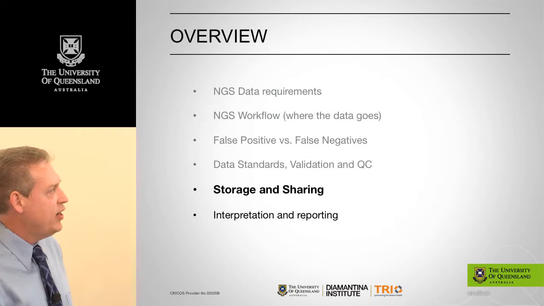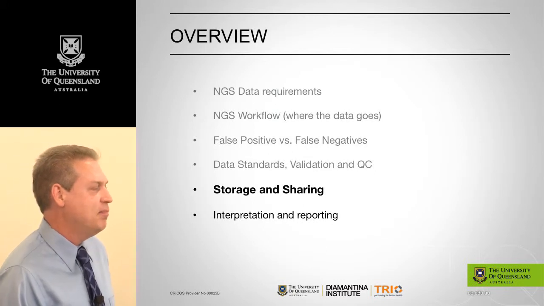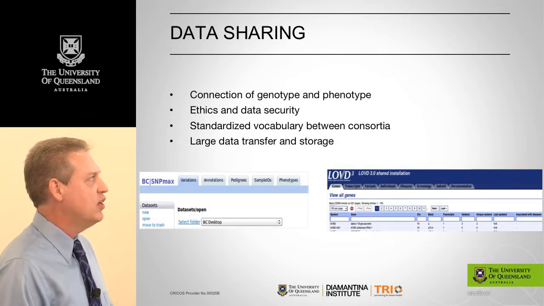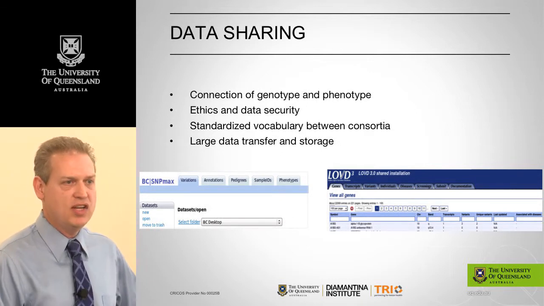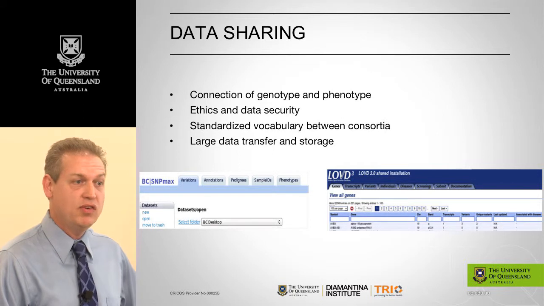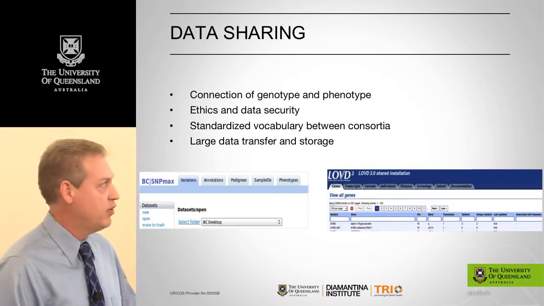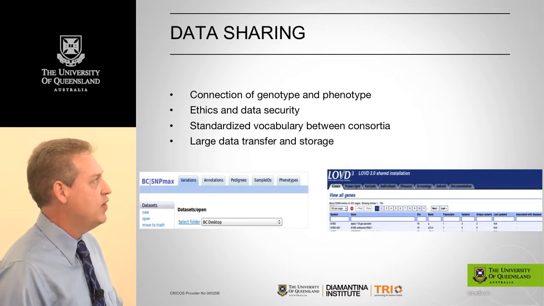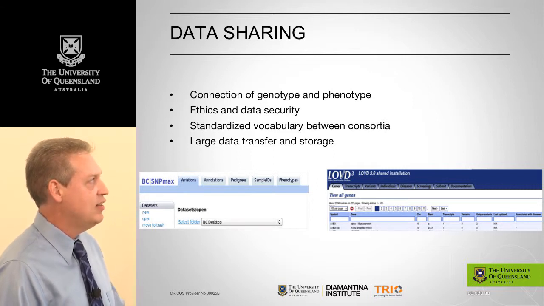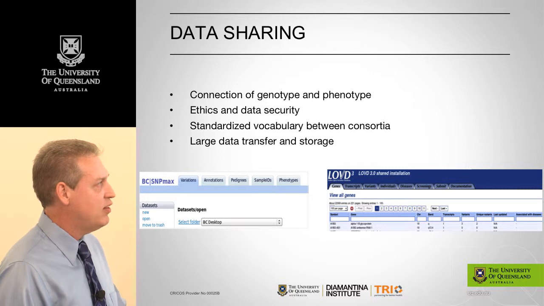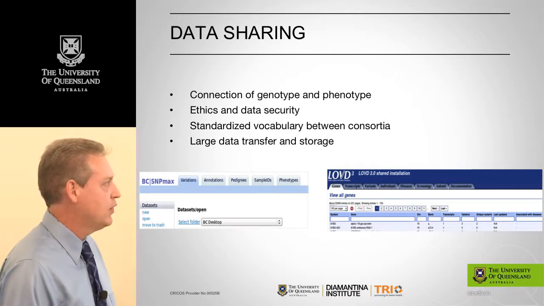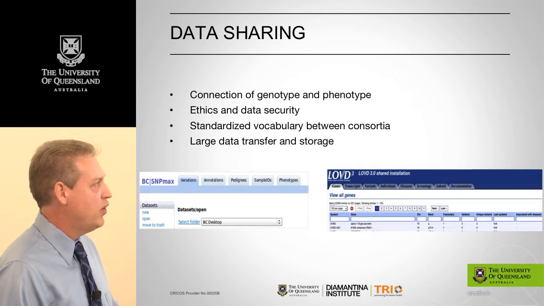So, storage and sharing. The power, of course, in doing this is that you can connect genotype to phenotype information and share that information with others so you can have cohorts large enough to make discoveries. So you need a connection between genotypes and phenotypes, and to do that you need ethics and data security. You also need a standardized vocabulary so you can share your data with other people, and you also need ways of transferring large data sets.